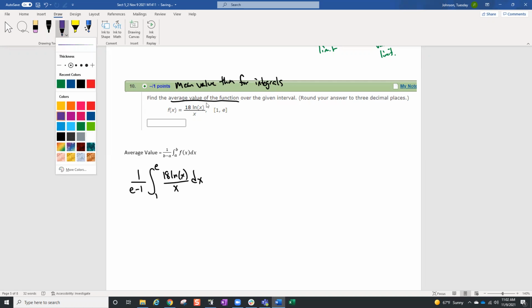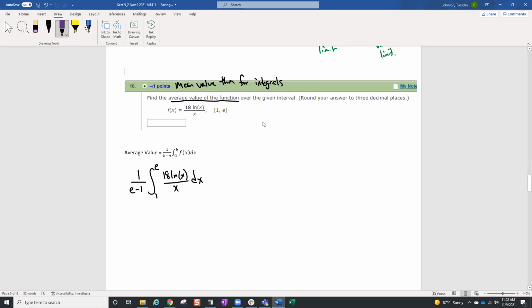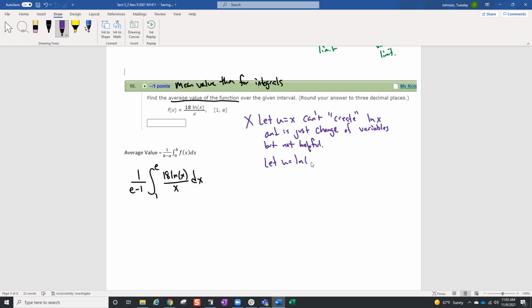All right, let's pick a new color. Let's go with purple. So I have a couple of choices here. Let u equal x, but we can't create that natural log of x, and it is just a change of variables, but not helpful. All right, let u equal x. We can't create the natural log of x, so that's probably not going to work. So maybe we'll let u be this natural log.